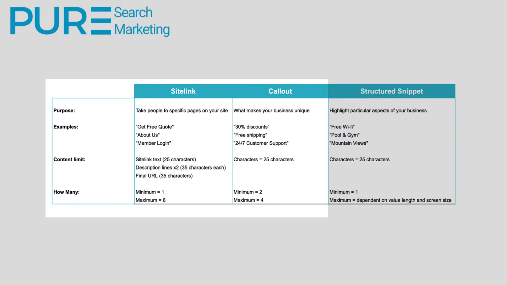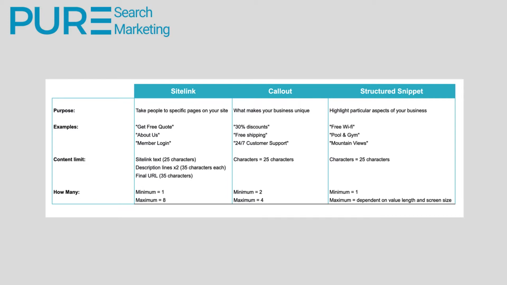They are rotated as you go through. And finally, let's come to structured snippets, and use structured snippets when you want to highlight particular aspects of your business. So just got some examples here, like you've got free Wi-Fi, for example, or you've got a pool and gym, or if you're lucky enough, you've got mountain views.